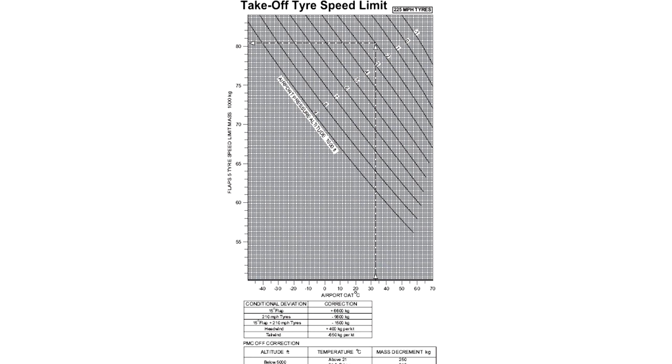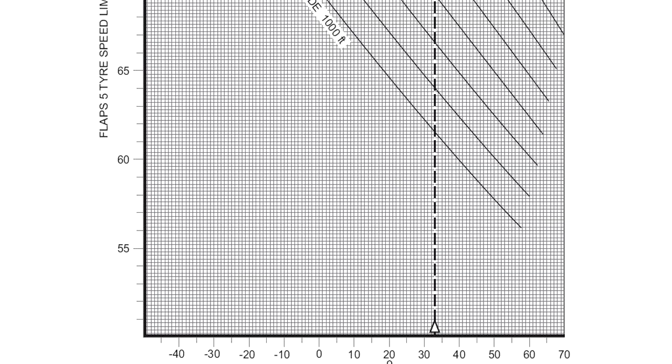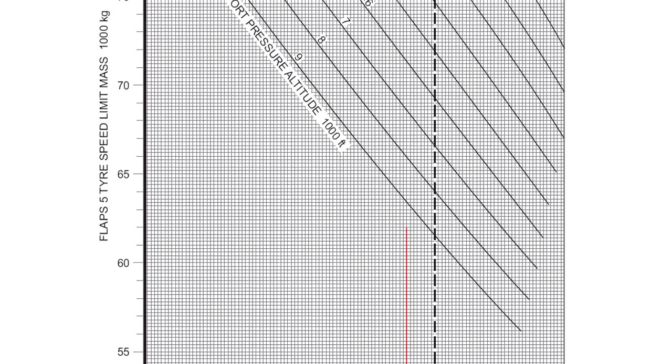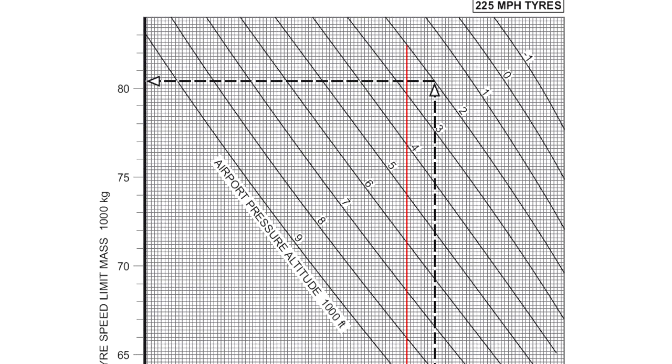The graph for this is figure 4.6 on page 13 of section 4 in CAP 698. Previously, we used an example temperature of 25 degrees at an airport pressure altitude of 2,000 feet. So move up vertically from 25 degrees until 2,000 feet. Then move horizontally to the left to read off the tyre speed limit mass, which in our example is 82,400 kilograms. This mass is based upon flaps set at 5 degrees.